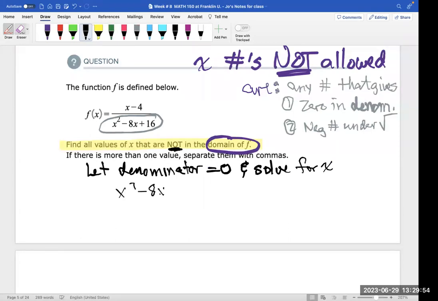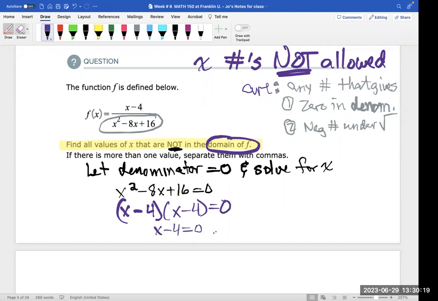You're going to have to factor. Use your zero product property. That's actually a perfect square. 4 times 2 is 8, 4 times 4 is 16. So this is actually x minus 4 times x minus 4. I have factored this. I'm now going to set each factor equal to 0 and solve. Well, x minus 4 is 0 if x equals 4. So x is not allowed to be 4 in my domain.